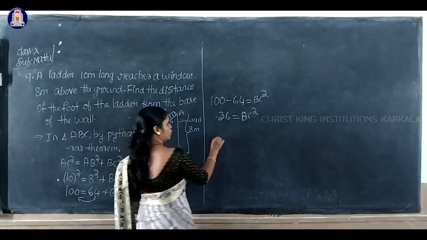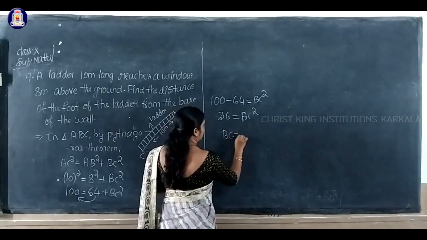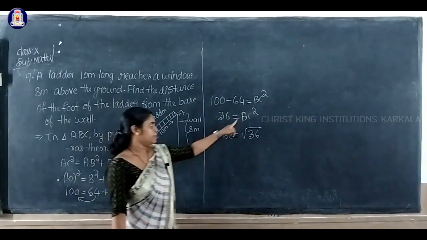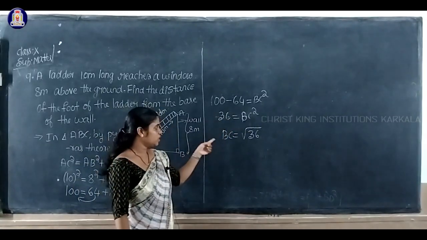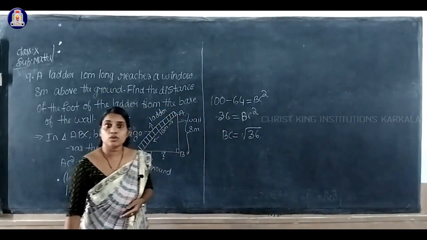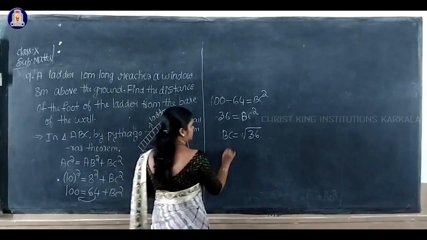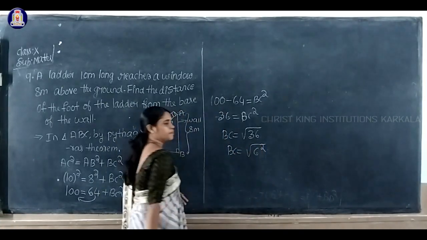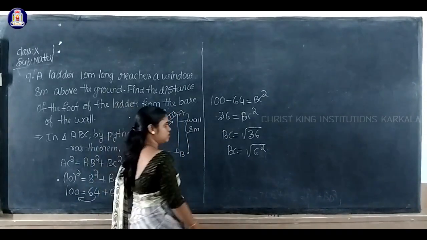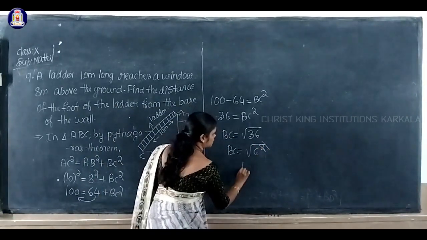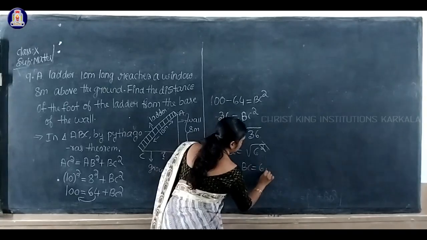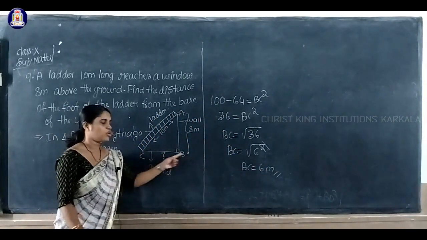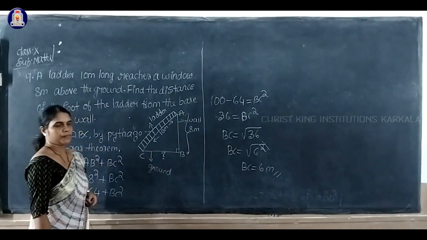So BC is the square root of 36, isn't it? If BC square is equal to 36, then what is the length of BC? BC is equal to square root of 36. Can I write 36 as 6 square? 6 square is 36. So square and square root cancel. So BC is equal to 6 meter. Therefore, what is the length of BC? BC is equal to 6 meter.